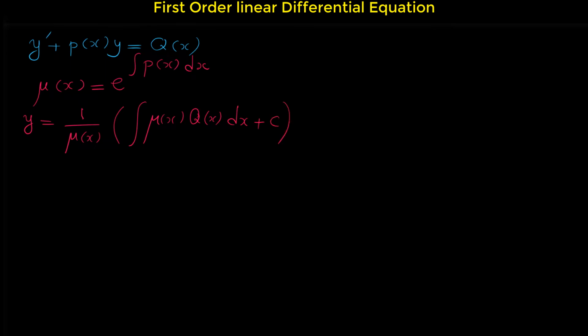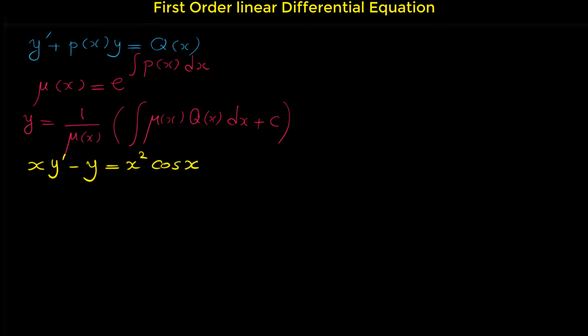And don't forget, when you are computing the integrating factor, in this integral, do not include the constant c. So let us start with our first example. Our first equation is x y prime minus y equals x squared cosine of x.